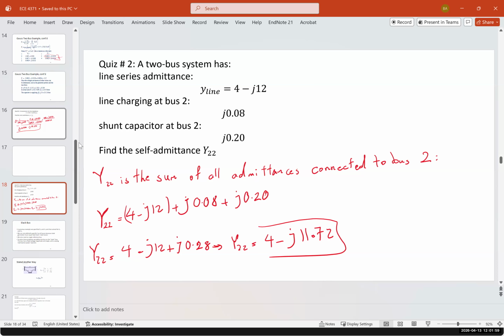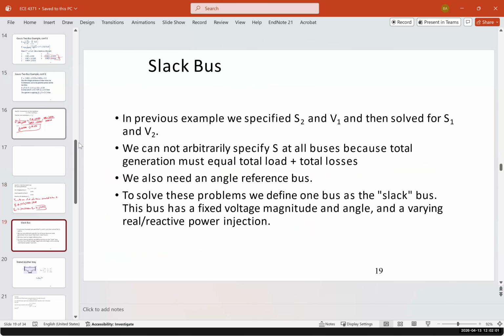That's it. Very simple. Now, the next thing is about the slack bus. In previous examples, we specified S2 and V1, and then we solved for S1 and V2. We cannot arbitrarily specify S at all buses because total generation must equal total load plus total loss. Kirchhoff's law. We also need an angle reference bus.